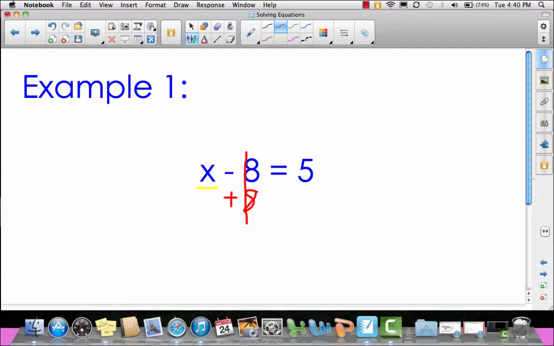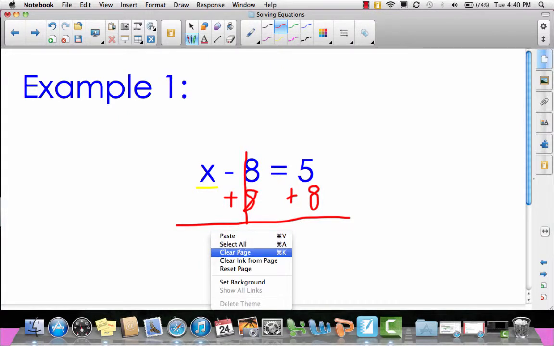Because this is an equation and both sides have to remain equal to each other, I'm now going to come to the right side of the equal sign, and I'm going to do the same exact thing, plus 8. I will be left with x on the left, and on the right, 5 plus 8 gives me 13. So x equals 13.